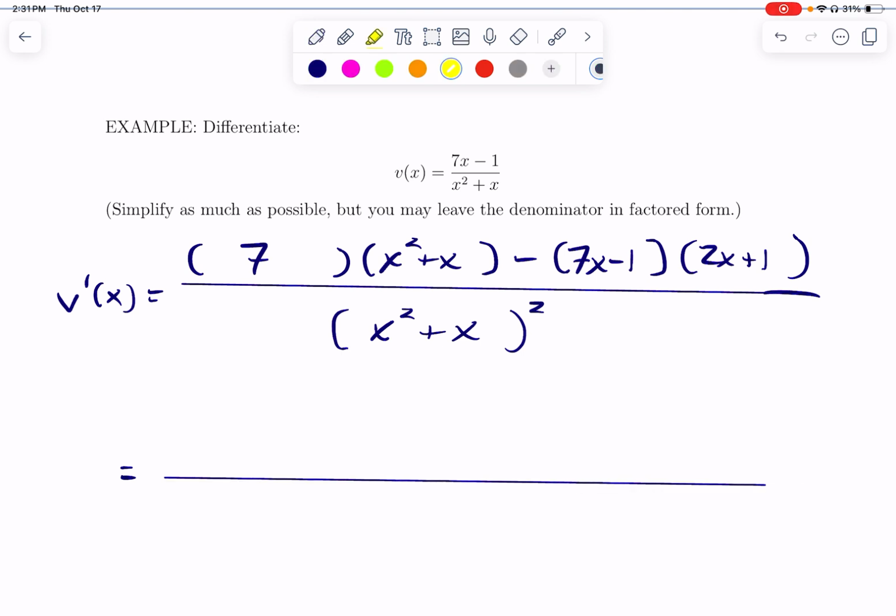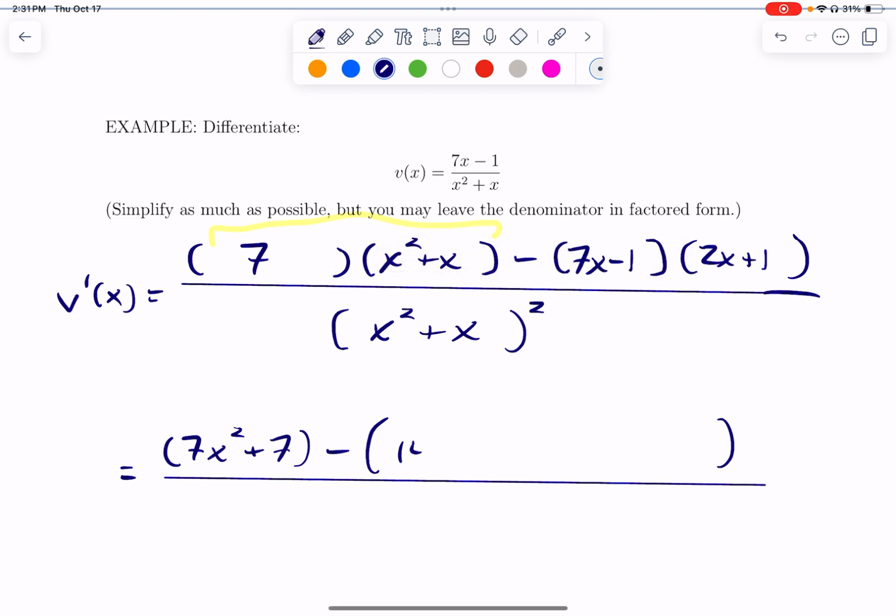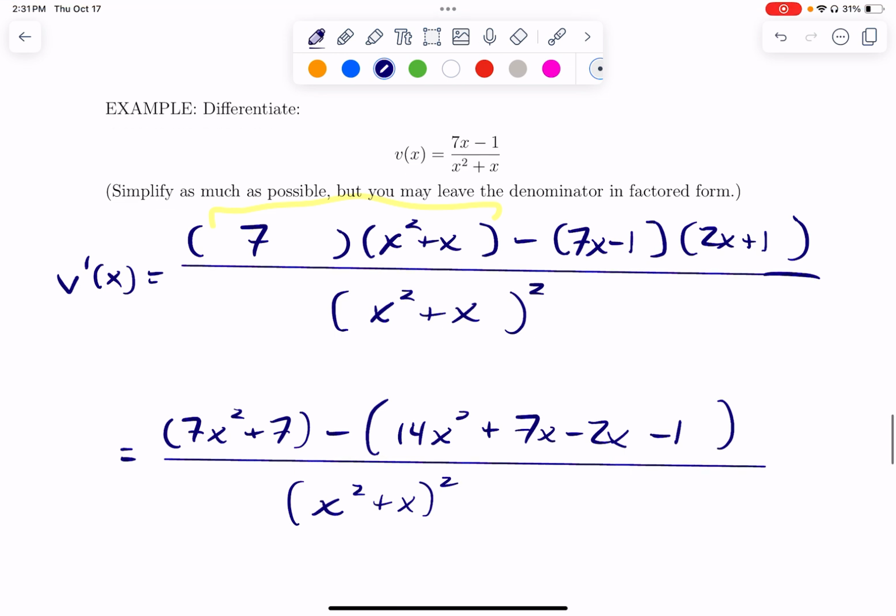If I distribute this stuff, that is 7x squared plus 7x. And then for this other stuff, I will FOIL. So first times first, my outers are 7x, my inners are negative 2x, my lasts are negative 1. We're going to leave the bottom factor like that. That's okay.